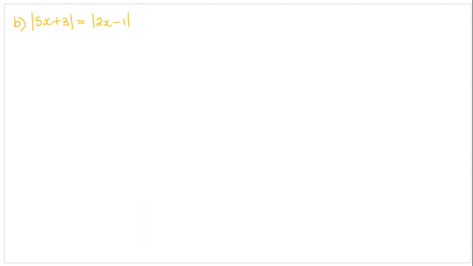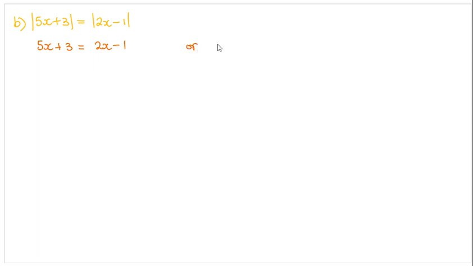Let's look at another example. This example involves two modulus. So if you have, in this case, modulus 5x plus 3 equals modulus 2x minus 1, the approach is similar. You're going to take what's inside of any one of the modulus. It doesn't matter which one. So let me use the one on the left.